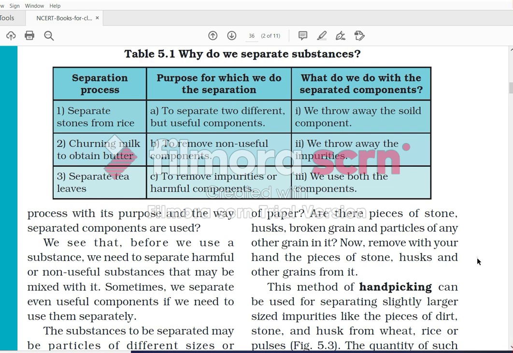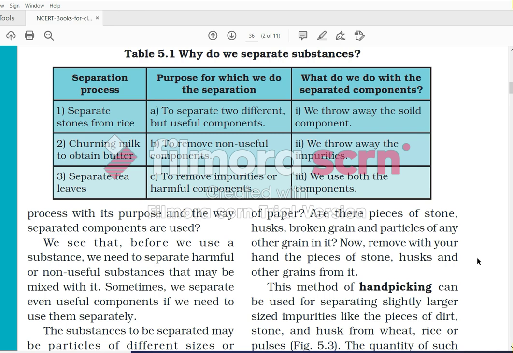Now the first point is separate stones from rice. When your mother cooks food, she firstly separates the stones from the rice. And on the other hand, there are also a few shopkeepers who also separate these stones from the rice. So the purpose for which we separate is to separate two different but useful components. Now here, the rice is the useful component, and we throw away the stones. So the stones are thrown away. So these are the separated components.